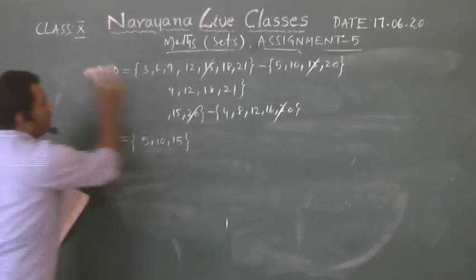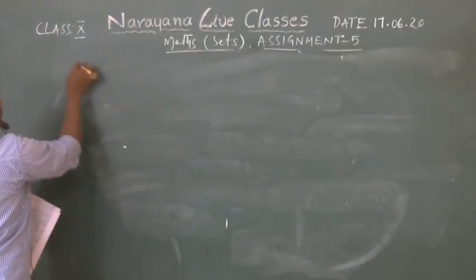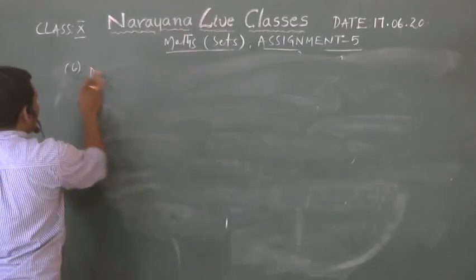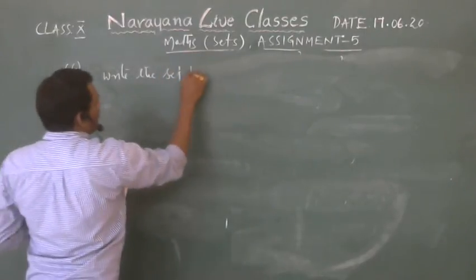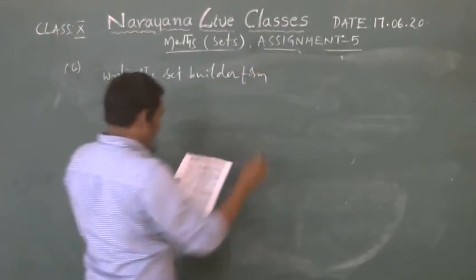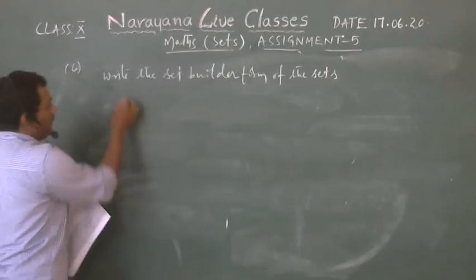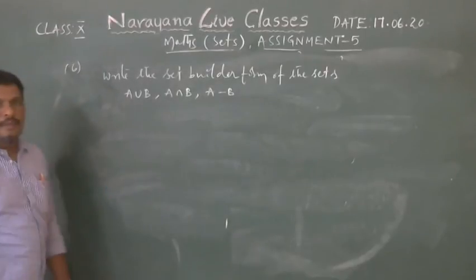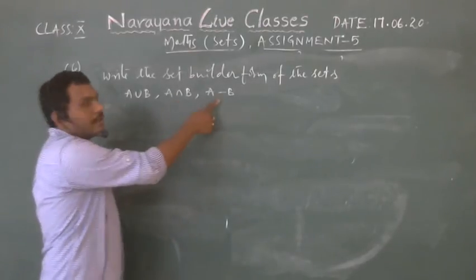So last question, sixth question. Write the set builder form of the sets A union B, A intersection B, A minus B. Write the set builder form of the sets A union B, A intersection B, A minus B.